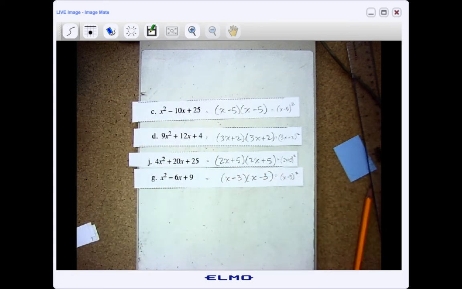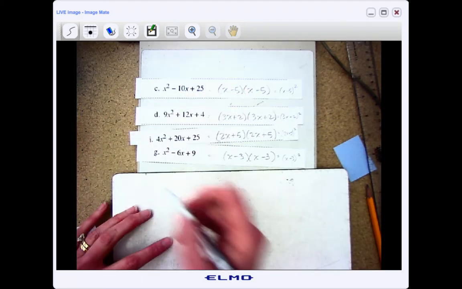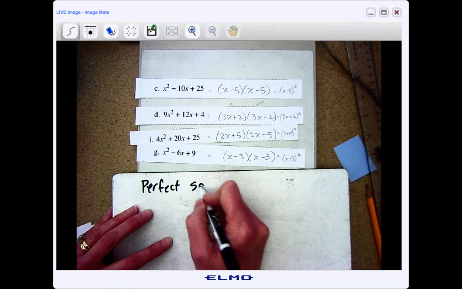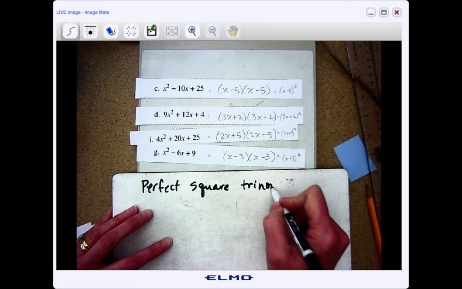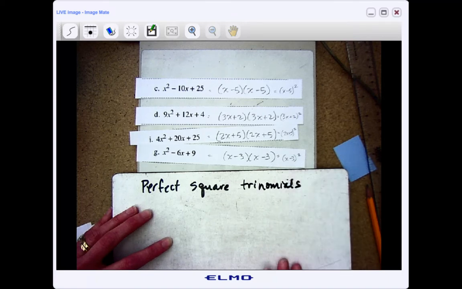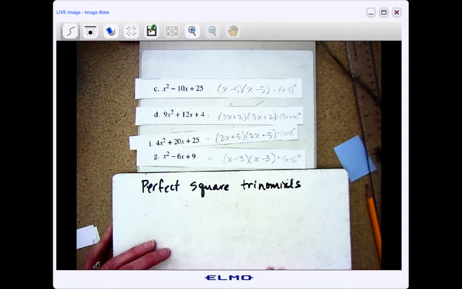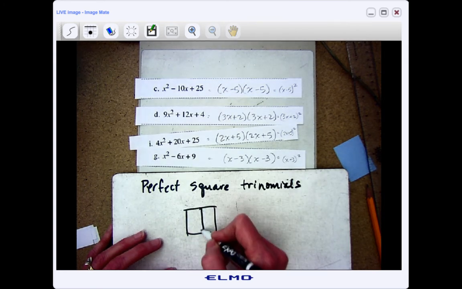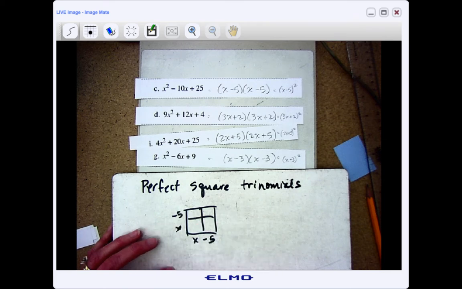So this is a factoring pattern. This one's a little harder to see than the difference of two squares. These are actually called perfect square trinomials, because when you factor them, the factor turns into a perfect square. It factors into x minus 5, x minus 5, so both sides end up being the same.